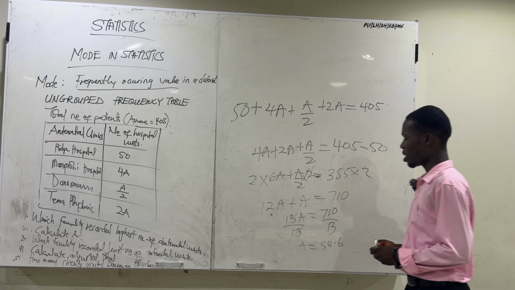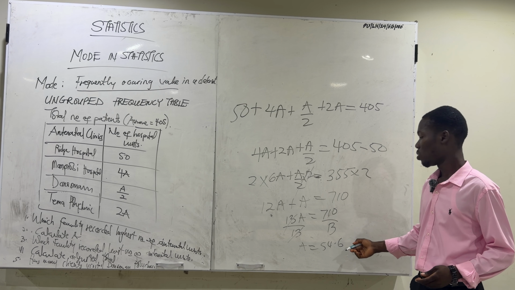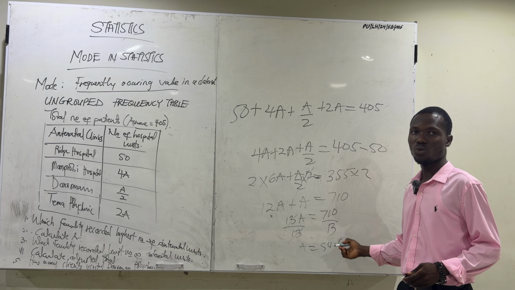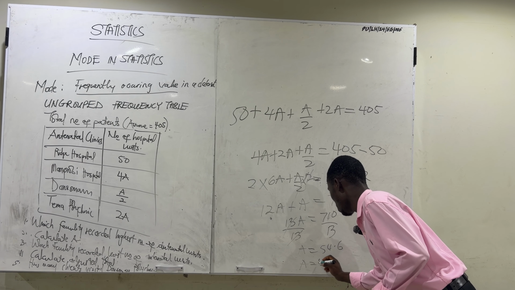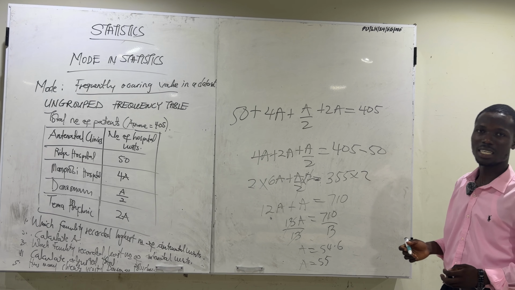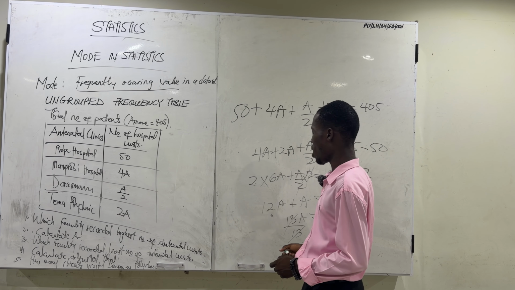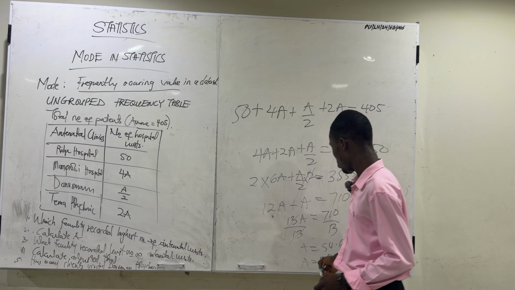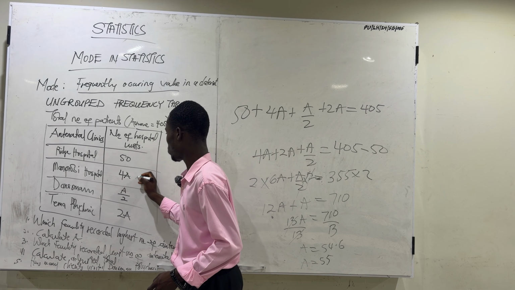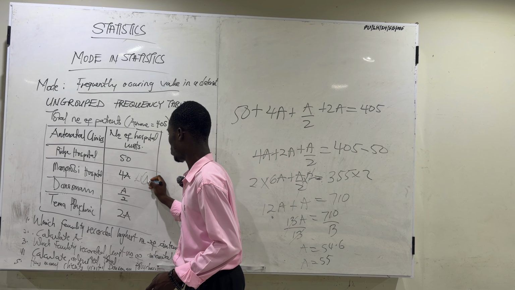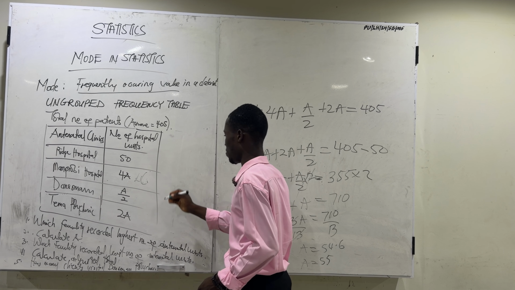54.6. Now, by the principle of frequency, it is not supposed to be in decimals. So because this one is 6, we round it up. In rounding it, we get A is equal to 55. Do you get it that way? Now that we have gotten A to be 55, wherever we see A, we have to put 55 there. So we get 4 multiplying A, the 55, because we know that A is 55.